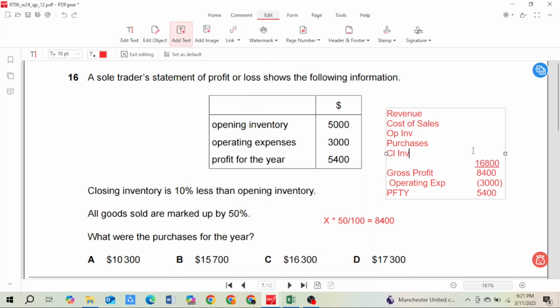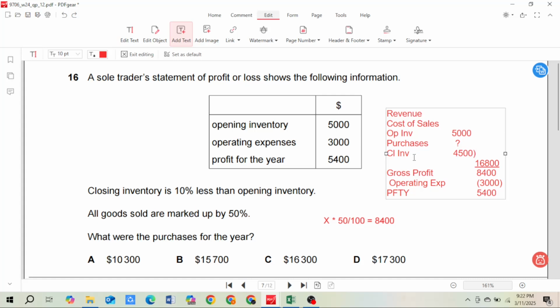Okay, now we need to find out the closing inventory and opening inventory so that we can easily find out the purchase. Opening inventory, the question says 5000, and purchase I don't know. So we'll just keep it as a question mark out here. And the closing inventory, the question says that it would be 10% lesser than the opening inventory. Opening inventory 5000, 10% of 5000 is 500. So 5000 minus 500 is 4500, my closing inventory.